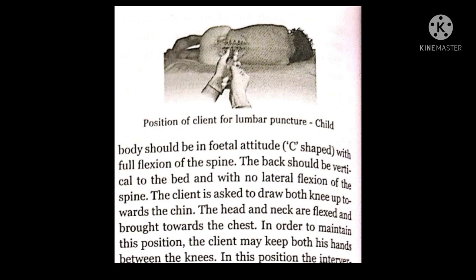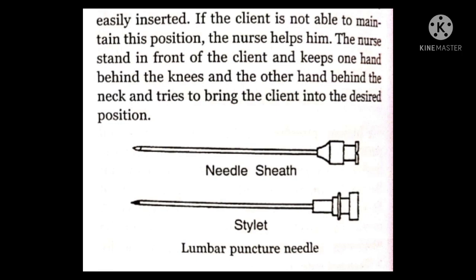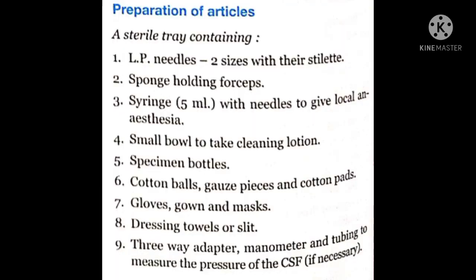The client is asked to draw both knees up towards the chin. The head and neck are flexed and brought towards the chest. In order to maintain this position, the client may keep both his hands between the knees. In this position, the needle can be easily inserted. If the client is not able to maintain this position, the nurse helps him. The nurse stands in front of the client and keeps one hand behind the knees and the other hand behind the neck and tries to bring the client into the desired position.